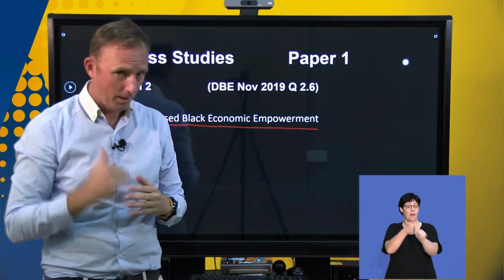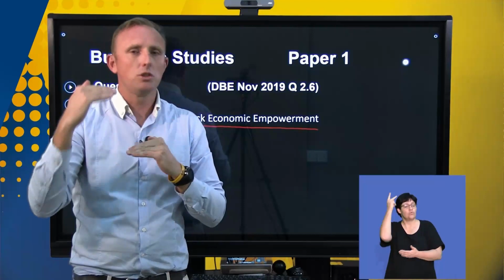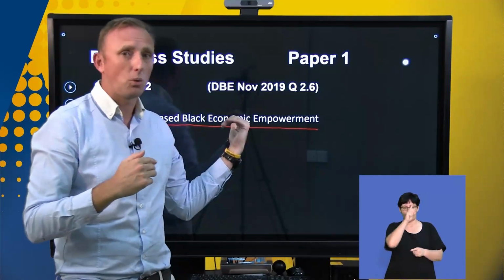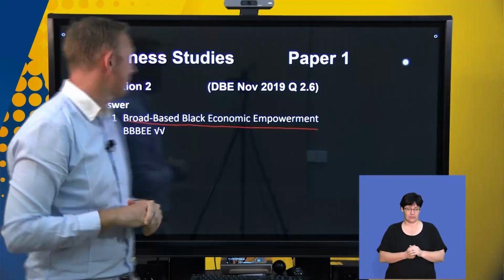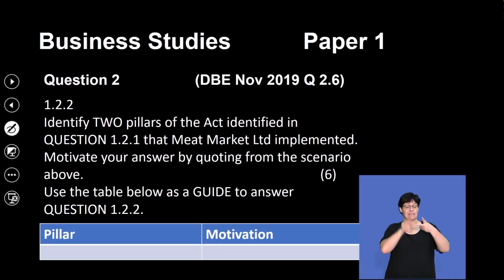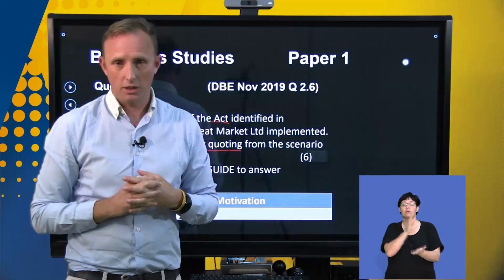Now there's a follow-up to the first question. So you need to ensure that you know what you're doing with the acts, because if you get the first question wrong, you're going to get the second question wrong, and you're going to lose out on a whole bunch of unnecessary marks. So the second question was, identify two pillars of the act, broad-based black economic empowerment, from the previous question that Meat Market Limited implemented, and motivate your answer by quoting from the scenario above. Please make sure that when you quote, you put the quotation marks in there, so as to ensure that you don't lose the marks.